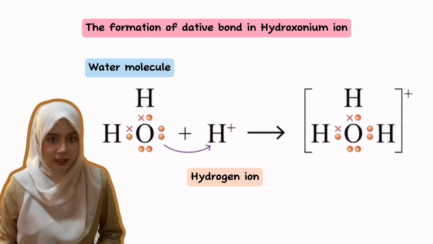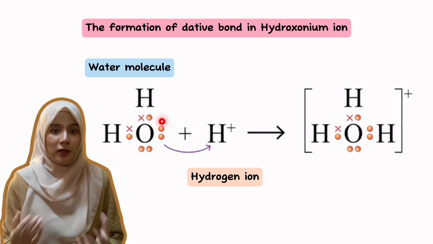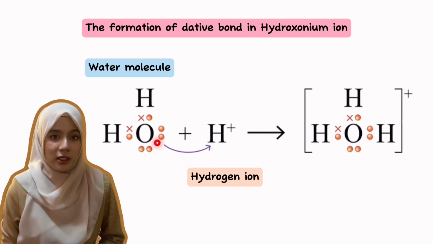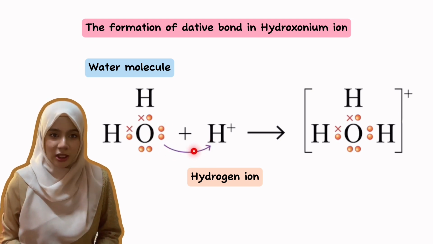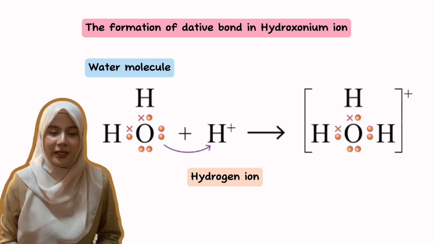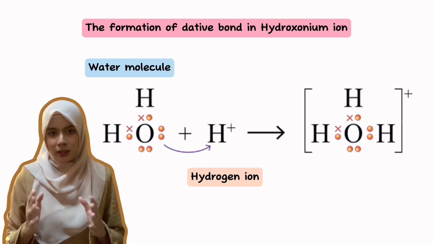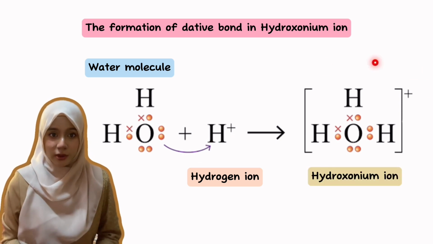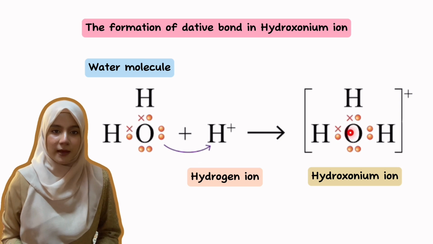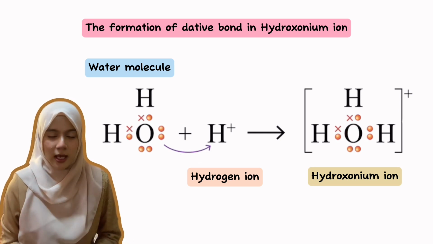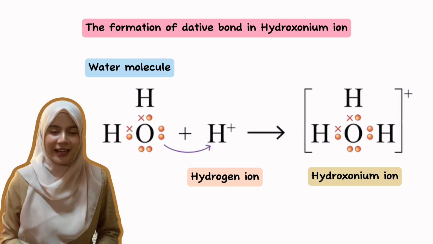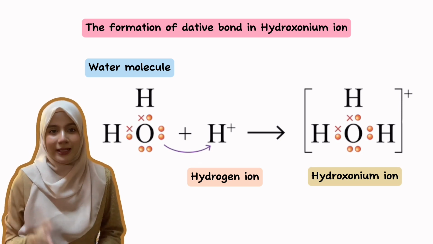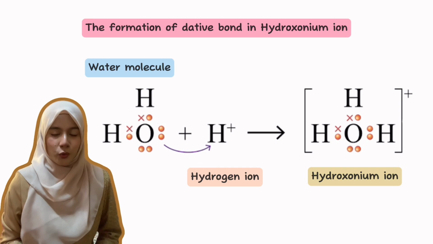So the solution is the lone pair of electrons that are not involved in the covalent bond in water molecule will be shared with the hydrogen ion through the formation of dative bond. Now, in the hydroxonium ion, the oxygen atom and all of the hydrogen atoms have achieved the stable octet and duplet electron arrangement respectively. So, that is how the dative bond was formed.